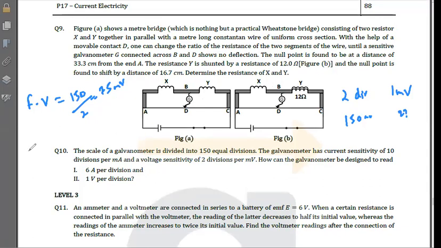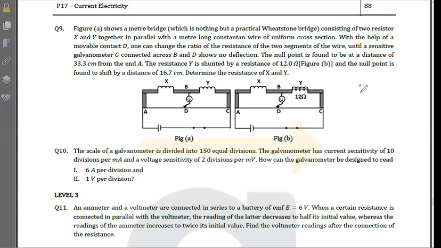Now, what is full scale current? Tell me, what is full scale current? So 10 division per milliampere. So it would be 150 division by 10, which is 15 milliampere. This is full scale. Anyone have any doubt in this? Raise a hand. हाथ उठा लो. किसी को दिक्कत है इसमें? Okay. So ये हो गया full scale voltage. ये full scale current. Right?